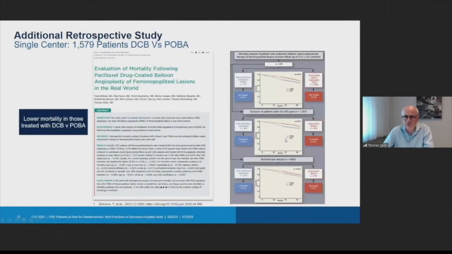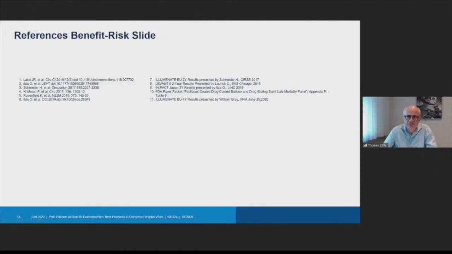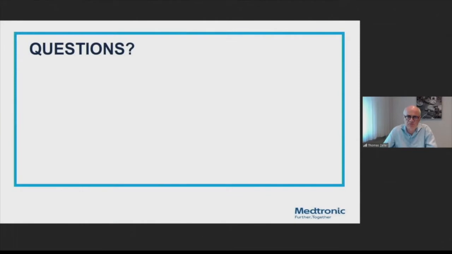And this is also supported by data coming from my own institution, where we looked into the outcome of patients treated for femoropopliteal disease, comparing DCB with POBA. Important to note that the POBA cohort is absolutely paclitaxel naive prior and post inclusion into the study. And what you can nicely see in red, these are the survival curves for paclitaxel. This is the entire cohort. This is after excluding octogenarians, and this is the matched cohort analysis. So these are the references for what I was talking about.